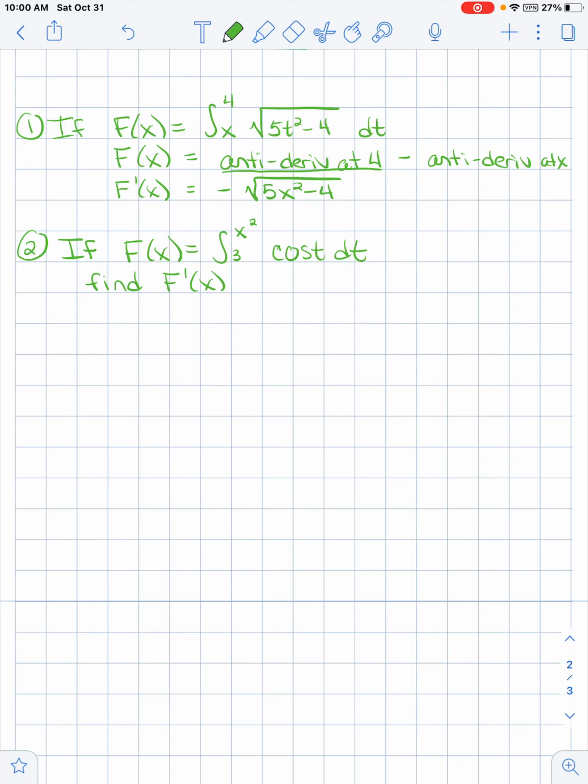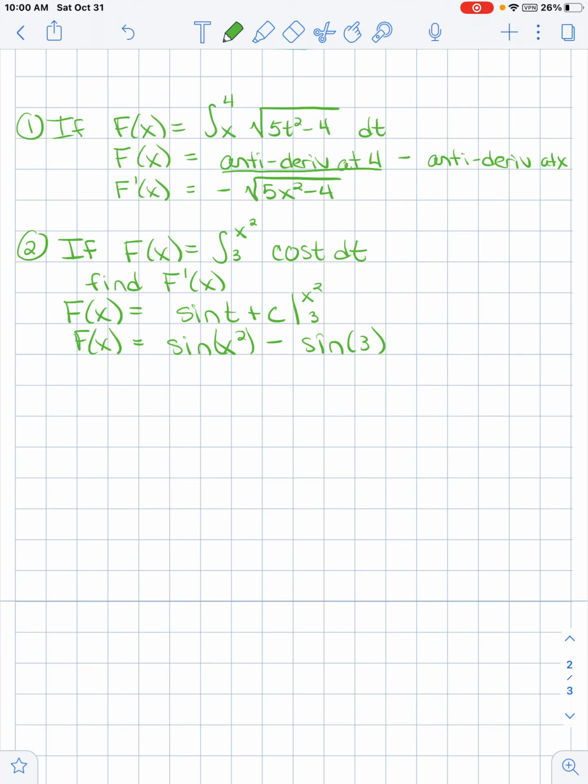Okay, I hope you actually paused, and I hope you actually did it. I'm going to do this the long way, and then we'll see if we can generalize this. So if we find the antiderivative of cosine, it is sine t plus a constant. If we evaluate that from 3 to x squared, we end up with the sine of x squared minus the sine of 3. The c's canceled out. Okay, so here's f of x.